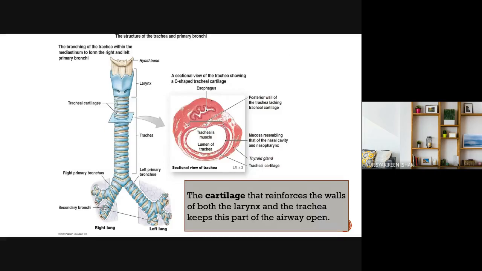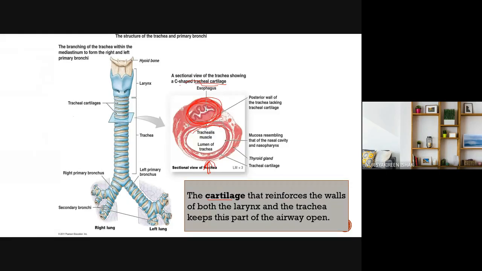So the trachea is made up of cartilage, C-shape tracheal cartilage, it is C-shaped. So this is the anterior portion. Behind the trachea you have the esophagus. So if you try to feel your neck, at the front there is the trachea, which is hard, and at the back there is the esophagus.